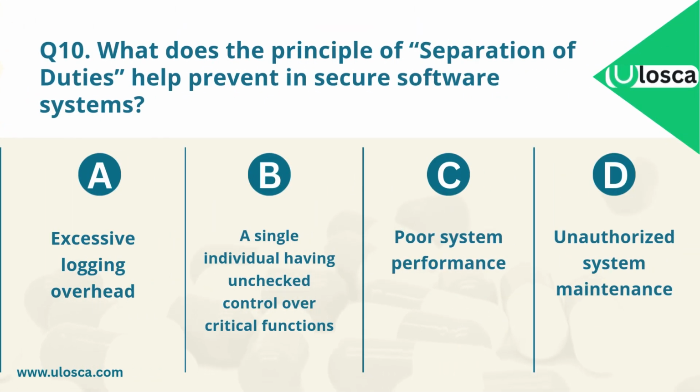Question 10. What does the principle of separation of duties help prevent in secure software systems? A. Excessive logging overhead. B. A single individual having unchecked control over critical functions. C. Poor system performance. D. Unauthorized system maintenance. Which one is the correct answer?